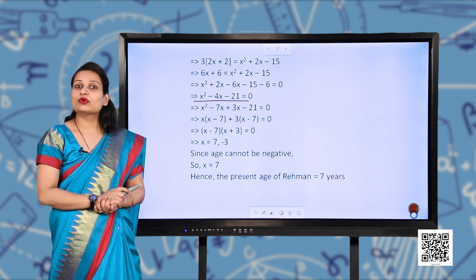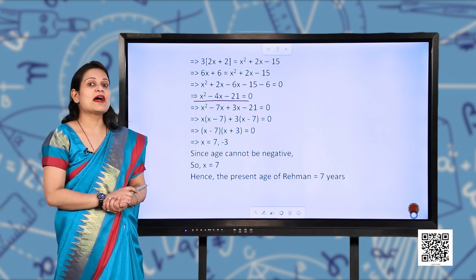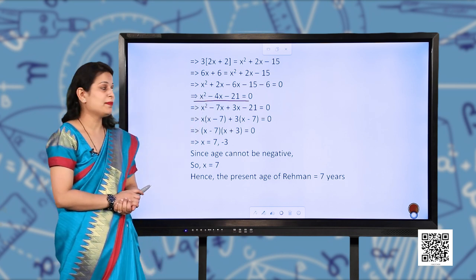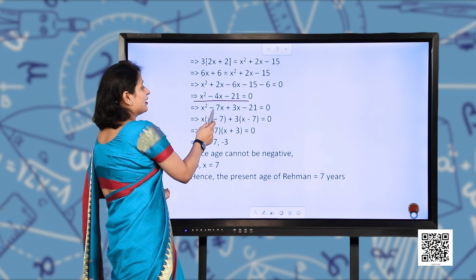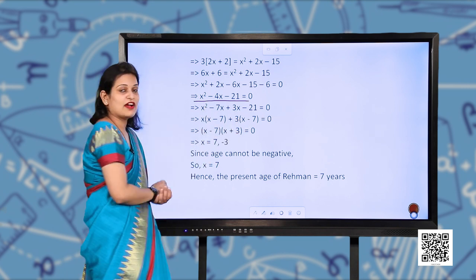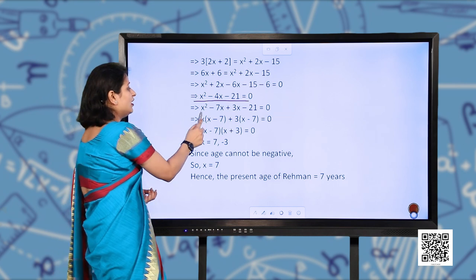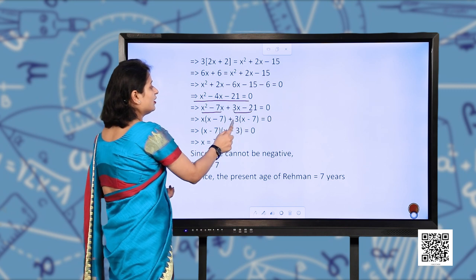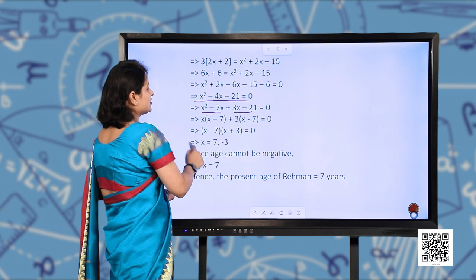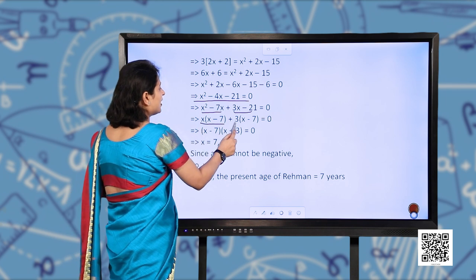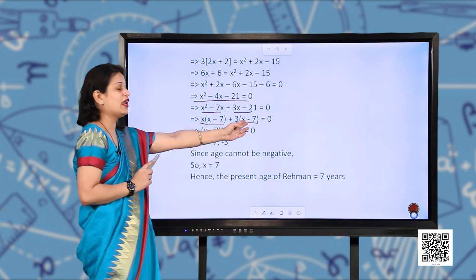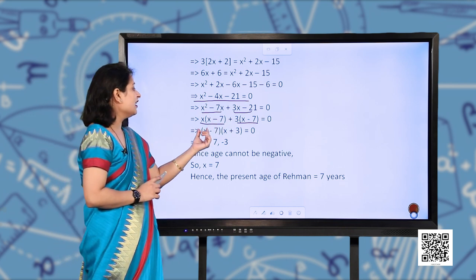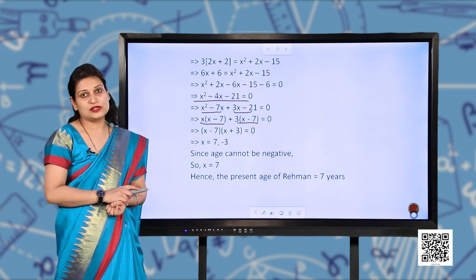Now, as you know how to find the solution of a quadratic equation by factorization, we will solve this equation using the factorization method. So, we will get x square minus 7x plus 3x minus 21 equals to 0. You can take out x common here, you will get x minus 7, and from here you can take out 3 as common, you will get x minus 7. As you can see, x minus 7 is in both terms, so we can take out x minus 7 as common. So, we will get x minus 7 and x plus 3 equals to 0.